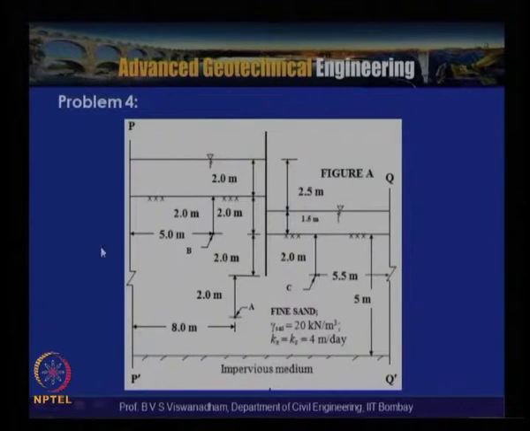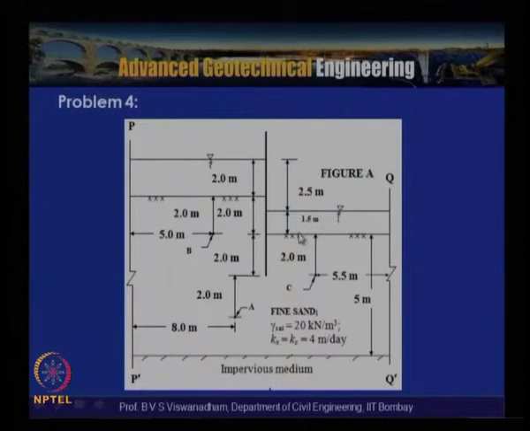So here, this is the cross section which is given: an impervious layer, and a fine sand layer having isotropic permeability Kx equal to Kz equal to 4 meter per day, and gamma_sat equal to 20 kN per meter cube. The thickness of the stratum is 5 meters, and here the tip of the sheet pile wall is at this point, and this is 4 meter below the upstream soil level, and 2 meter below the downstream soil level.